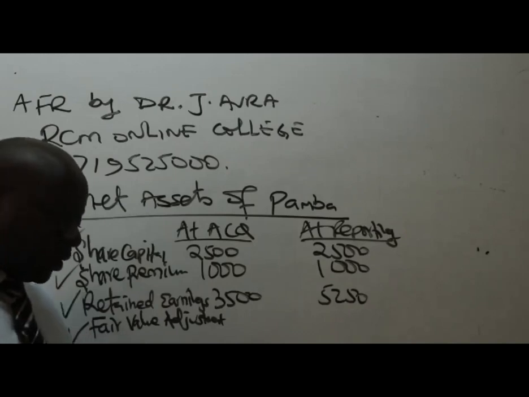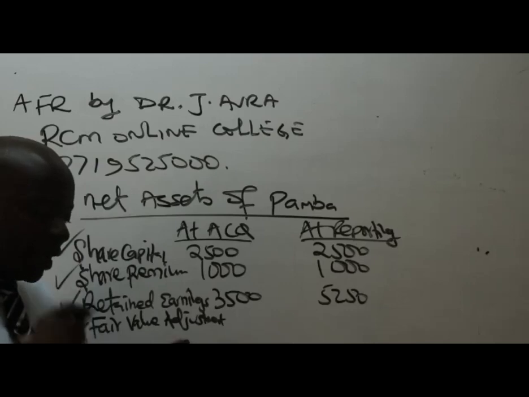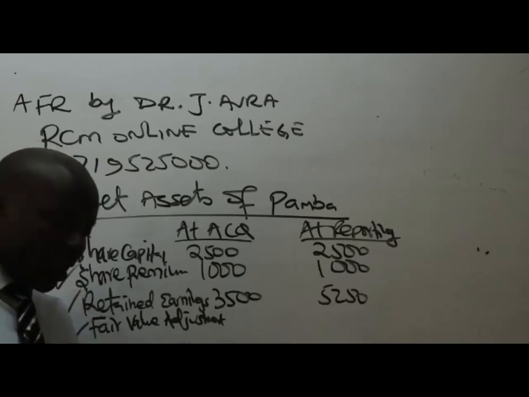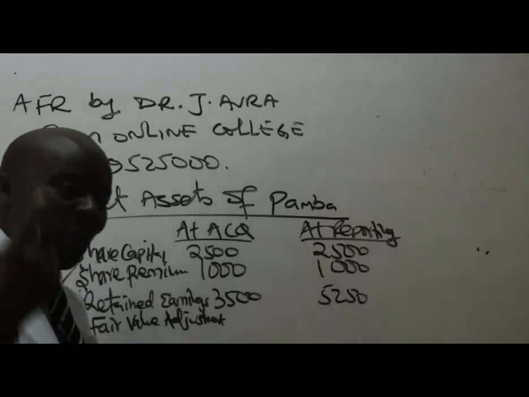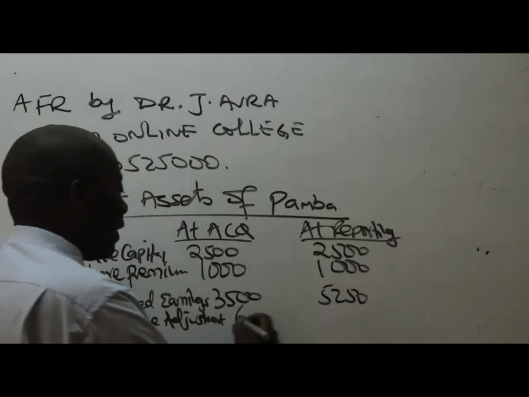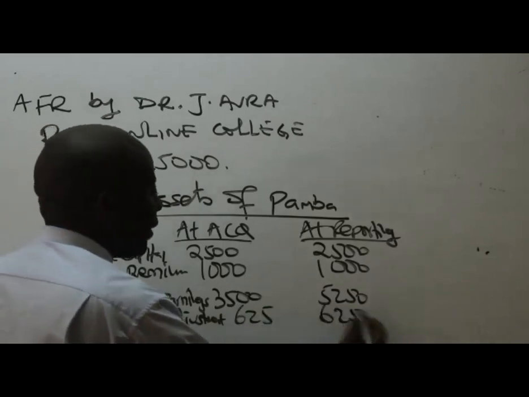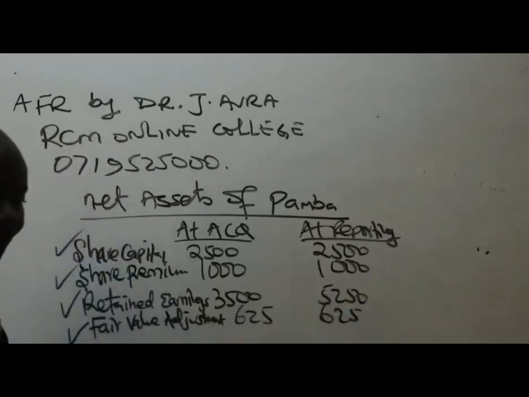We are told, ladies and gentlemen, in the last sentence before note two, at acquisition of Pamba Limited, the only adjustment required to the identifiable net assets of Pamba Limited was for land, which had a carrying amount of shilling 625 million less than its fair value, meaning that fair value was more. So remember, fair value adjustment, it is 625. That does not change, the same.